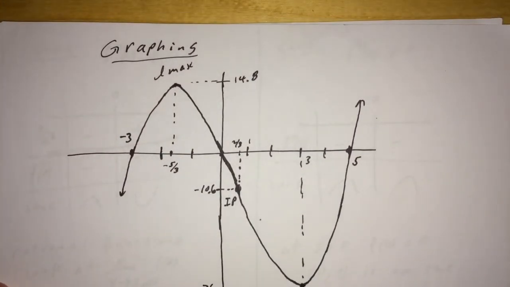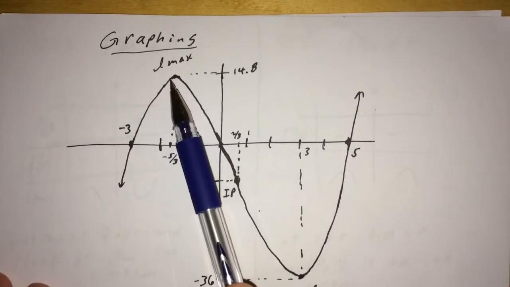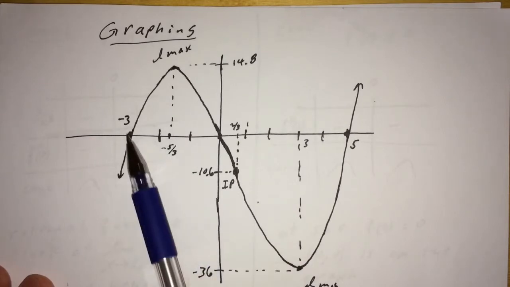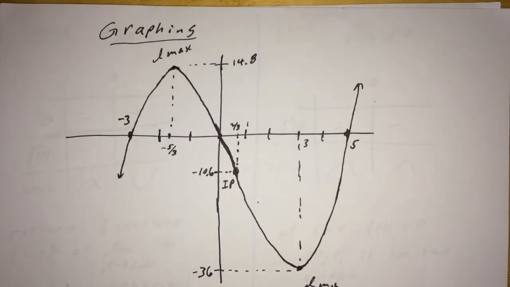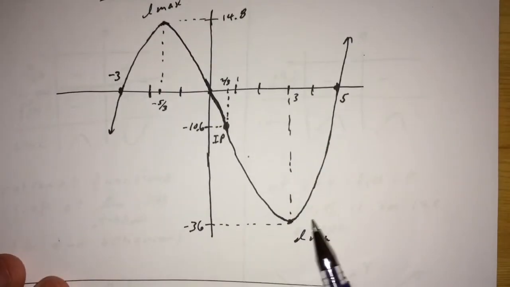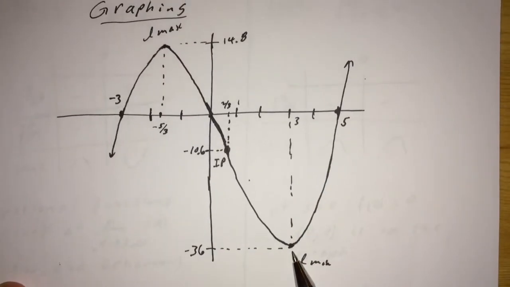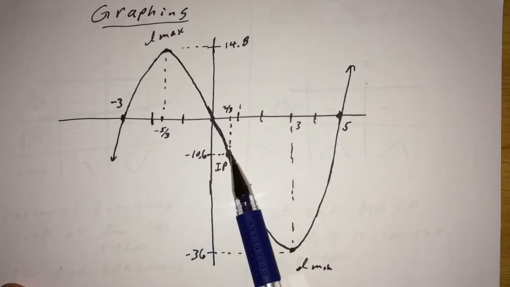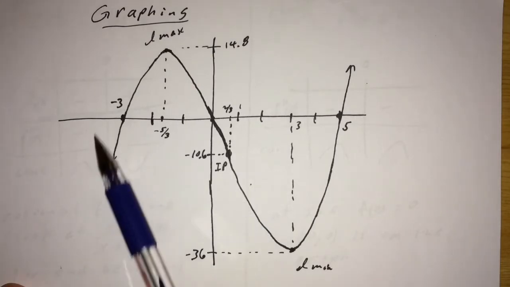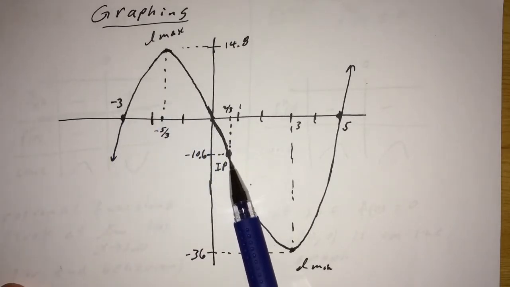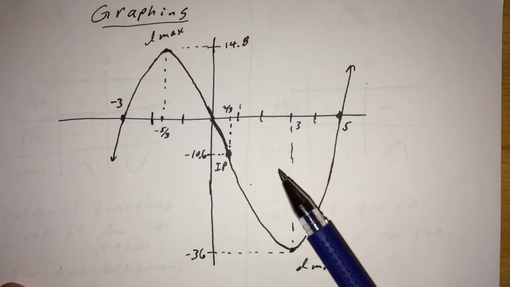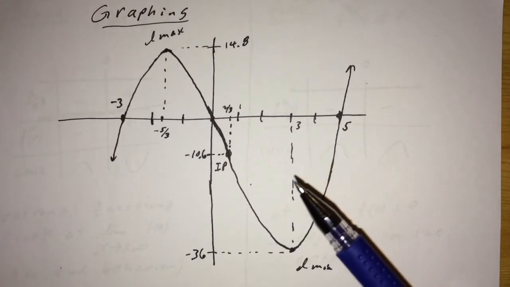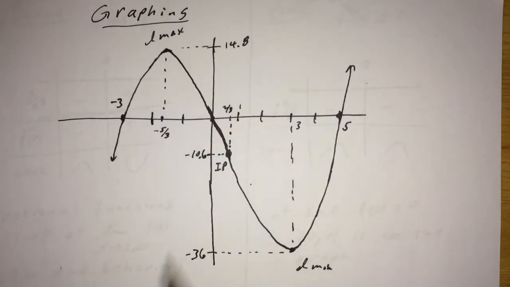Okay, so we have the local max, which we talked about earlier. It's at -5/3, not right in the middle of -3 and 0. Okay, the local min, which is right here at -36. The inflection point, which is at 2/3, -10.6 on the y, so right in there. So it changes concavity from down to up. And this is a more accurate graph of a cubic than we could have done in advanced functions, because now we have the local max, the local min, and the inflection point.